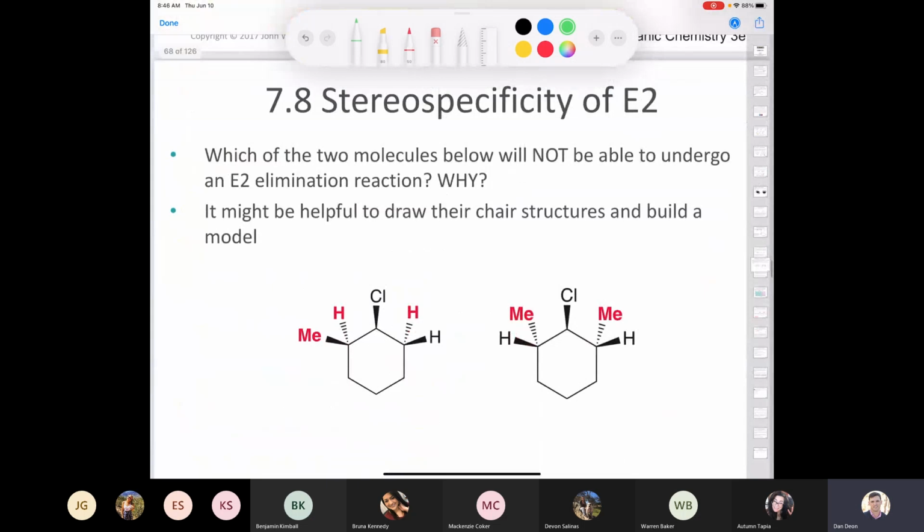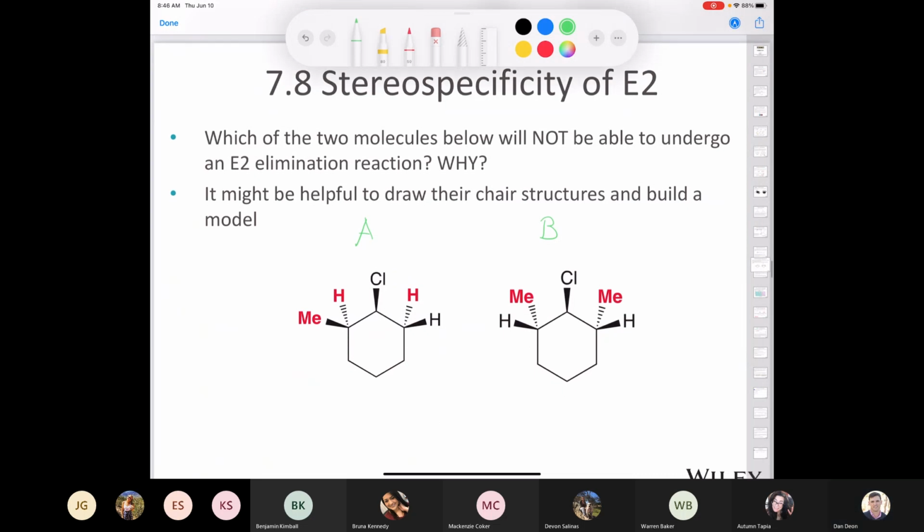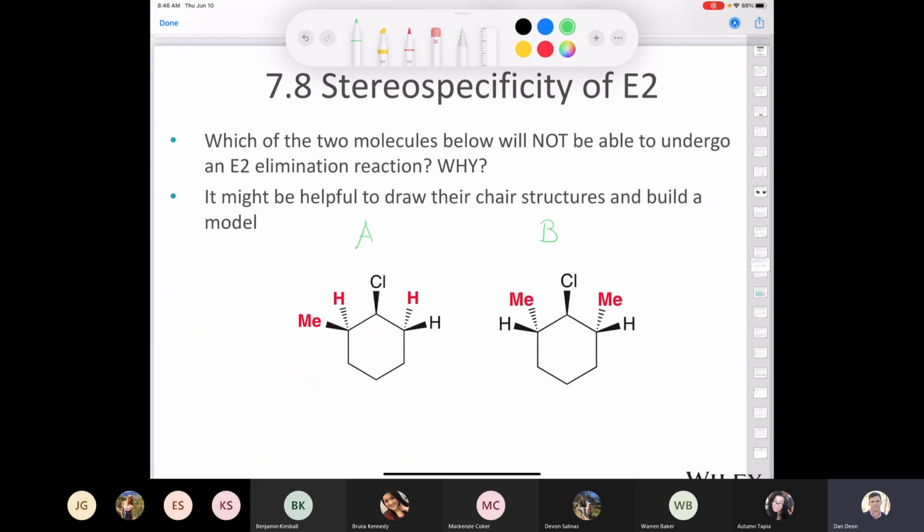If I take a look at these two molecules, and call them A and B, it says which of the two molecules will not be able to undergo an E2 elimination and why? Could anybody answer this? Seeing as in order for an elimination to occur, both the hydrogen and the chlorine have to be axial, which one of these will not undergo any E2 elimination whatsoever? Would it be A or B? One of these won't do anything if you treat it with a base. It's going to be B that will not undergo an elimination, right?